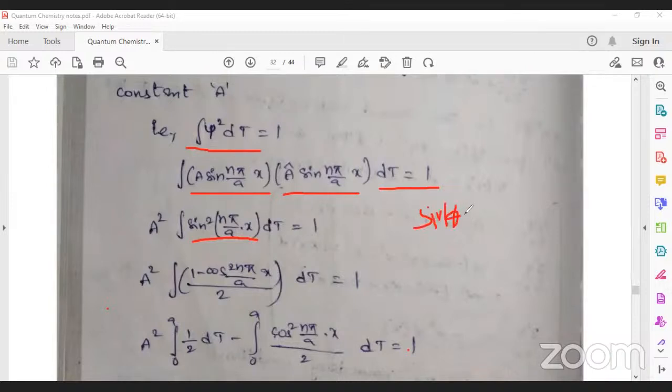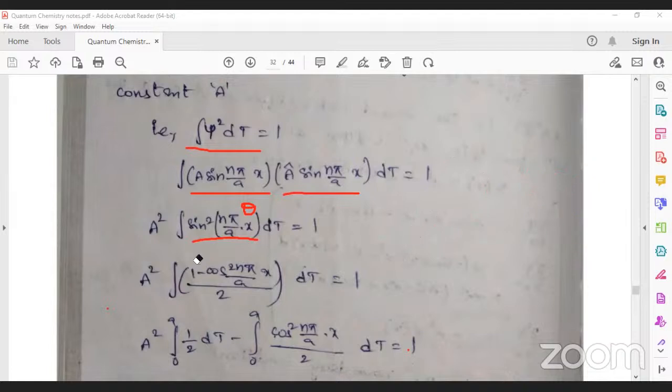But what is the definition? Sin square theta is equals to 1 minus cos 2 theta by 2. This is the formula, the cos 2 theta formula we can apply here. That is, sin square theta is equals to 1 minus cos 2 theta, by 2, where theta is n pi by a into x. So cos 2 theta means cos 2 into n pi by a into x. Then further this simplifies.